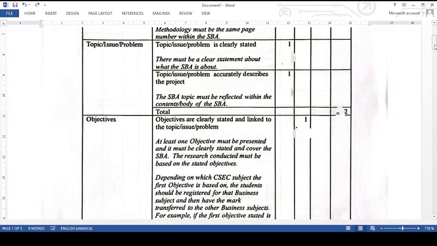It must accurately describe the project, right? So the SBA topic must be reflected within the contents of the body of the SBA. So you get another mark for that. All right. So you want to ensure that the topic is something that you are interested in. Ensure that the topic is something that you are knowledgeable about or you have sufficient knowledge about it. All right. We're going to look at some examples of the topics in short order.